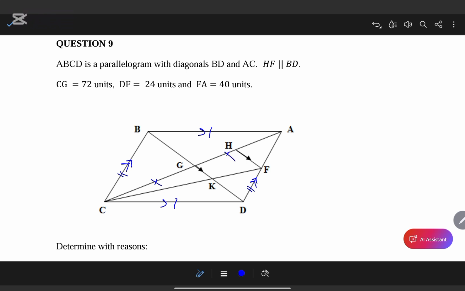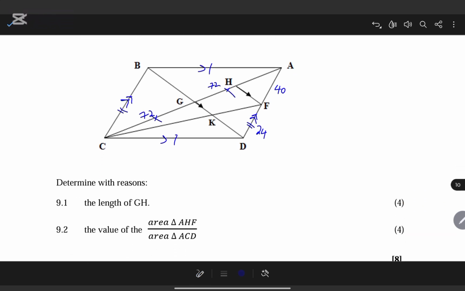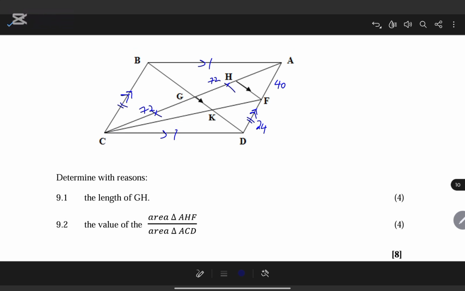Now let's see. They said the length CG is 72 units. So CG is 72 units. Therefore GA is also 72 units. They say DF is 24 units and FA is 40 units. Now they say determine with reasons the length of GH. So let us go and look at GH, where it is. GH, it is this side here.